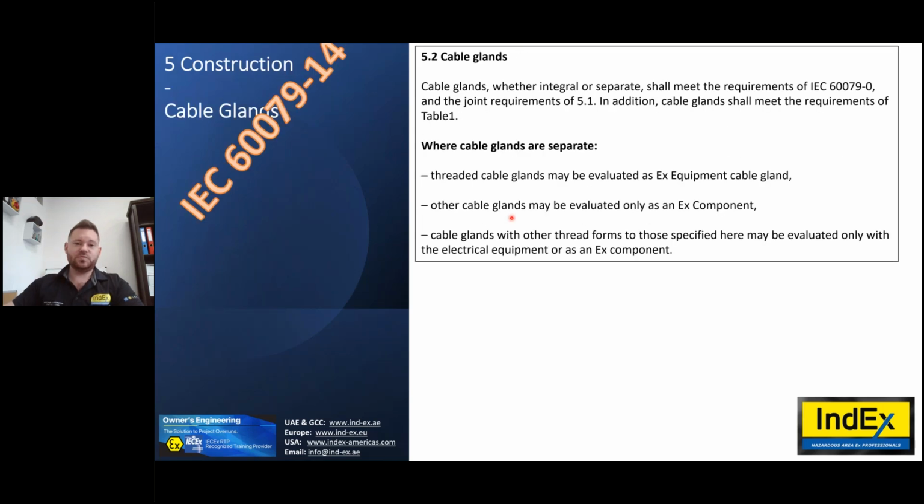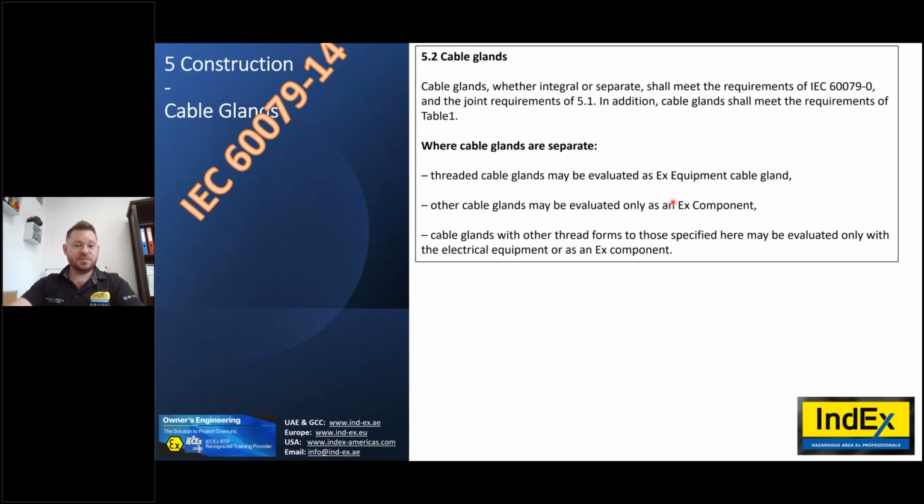Now, cable glands, 5.2, whether they are integral to the equipment or separate, they shall meet the requirements of 60079-0 plus the jointing requirements of 5.1. In addition, the cable glands shall meet the requirements of Table 1. But threaded cable entries may be Ex equipment cable glands, or they may be tested and certified as a component of the overall assembly. Cable glands with other thread forms to those specified may only be evaluated with the electrical equipment or as an Ex component.